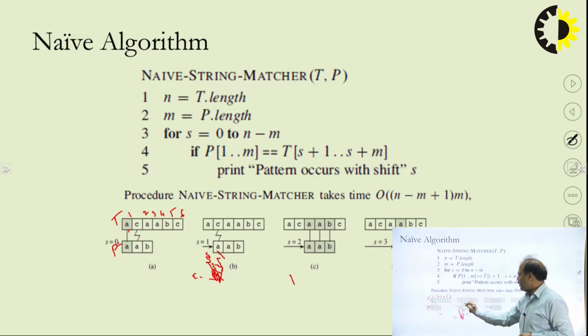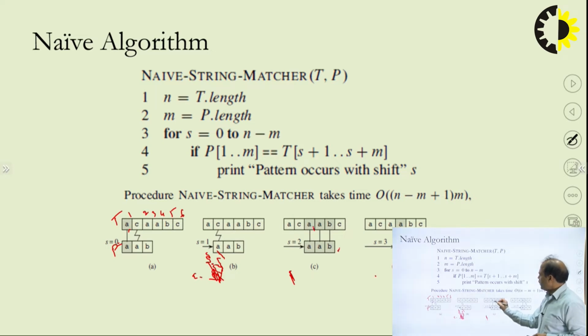Again we are checking A and C, they are not equal. That means there is a mismatch. So S equal to 1 is also not a valid shift. Here, we try S equal to 2, all of them are equal. That means this is a valid shift. Same thing, S equal to 3 is not a valid shift. Again there is a match on the first and no match on the second.